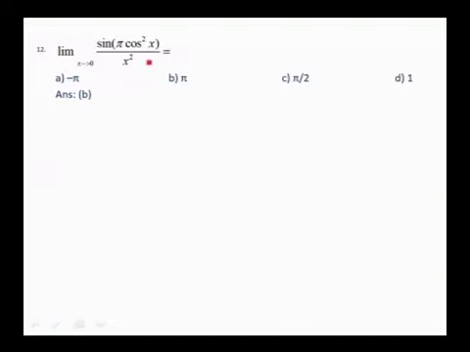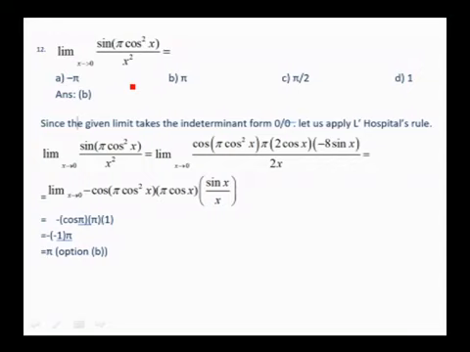Limit of sin(pi cos square x) over x square. As x tends to 0, cos 0 is 1, sin pi is 0, and the denominator is also 0. So it takes the indeterminate form 0 by 0. So let us try to apply L'Hopital's rule.